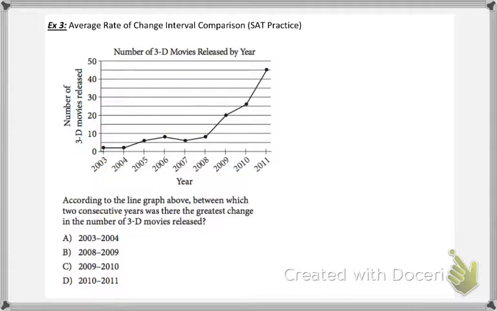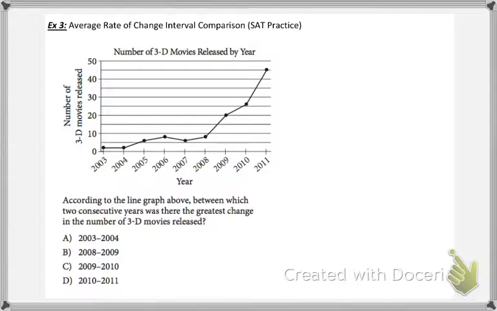So this compares the number of 3D movies released based on the years. And as you know, in recent years, there has been more and more types of 3D movies, and so you can see that in 2003 there's hardly any, and then in 2011 there's like 45 3D movies released every year. So according to the line graph above, between which two consecutive years, so that means 2 years one after the other, was there the greatest change in the number of 3D movies released? So we're just looking for the highest rate of change. Between which 2 years is the increase the most significant?